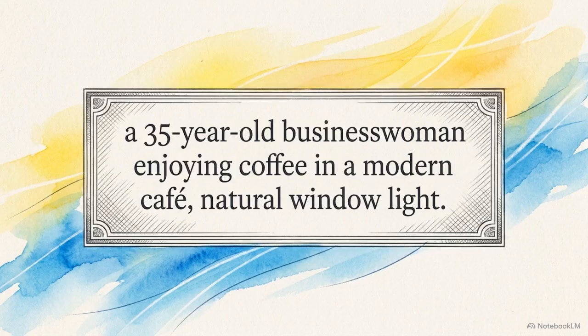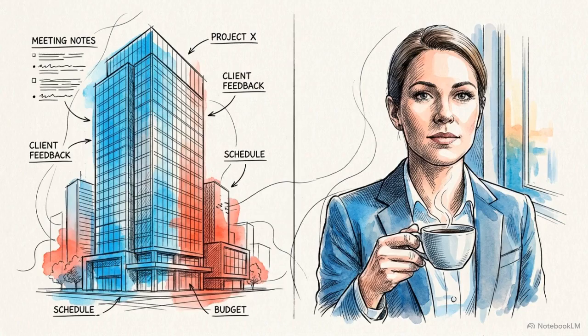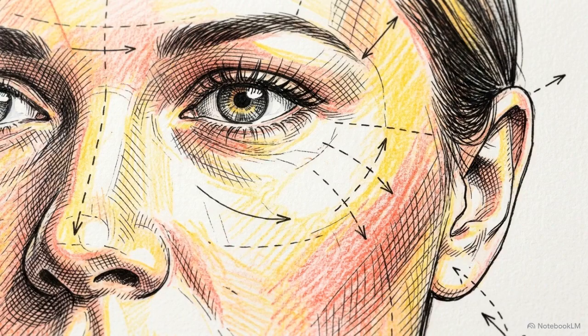Let's start by typing a simple subject and lighting instruction. A 35-year-old businesswoman enjoying coffee in a modern cafe, natural window light. Looking at this split-screen layout, you can see our basic instruction on the left and the resulting image on the right. Notice the artificial tells. The skin texture has a painterly quality, and we are missing the fine human details that make a photo believable.